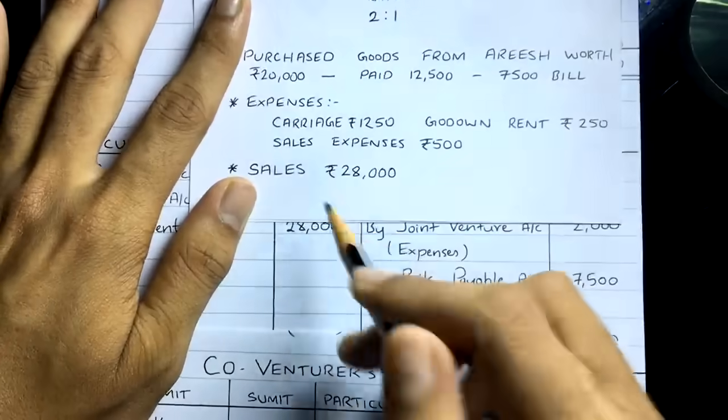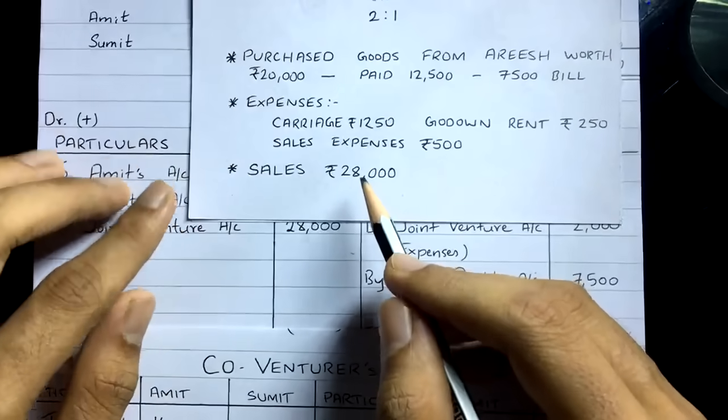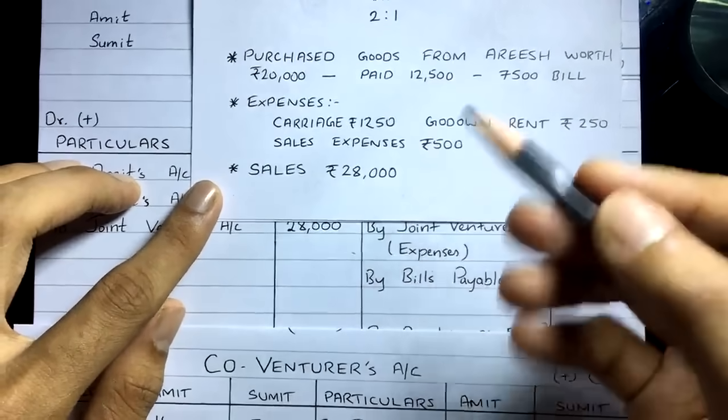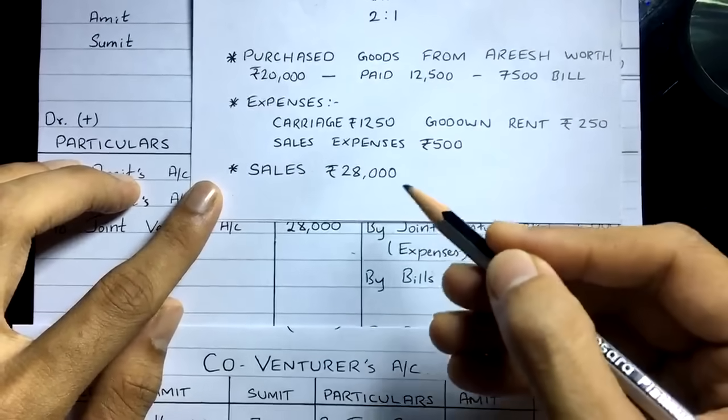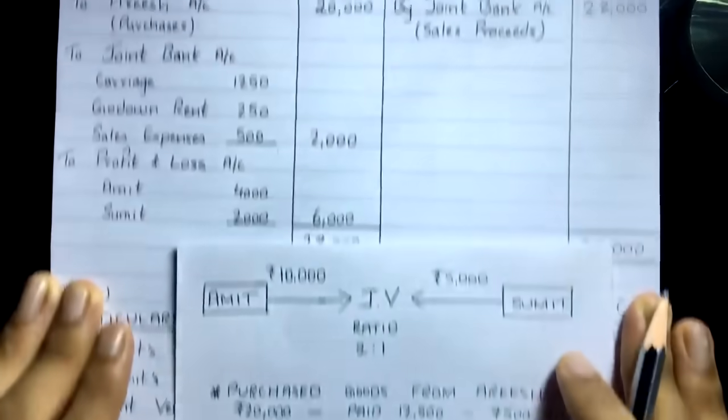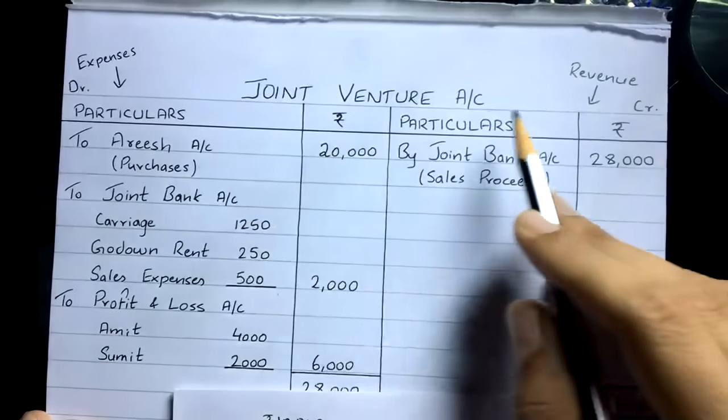And then there was sales of rupees 28,000. Now this sales is revenue, right? Income, right? Sales is income. So whenever there is sales or revenue, you have to take it on the credit side of joint venture account. Joint venture account will be credited.